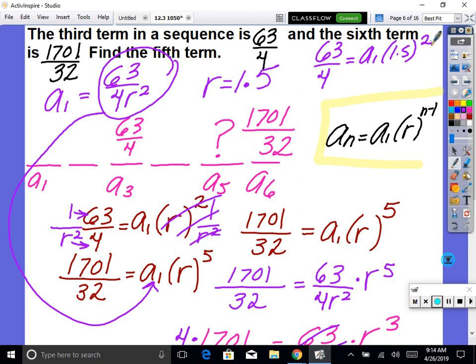So now how would you get a sub 1 alone? Divide by 1.5 squared. So ready? Type that into your calculator. We need a sub 1 for our formula. 63 divided by 4 divided by 1.5 squared. You get 7.